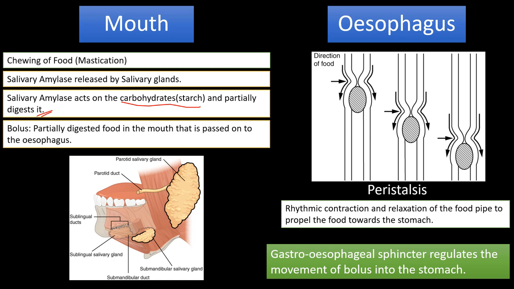Once you have this food particle, after chewing and after this chemical digestion begins, with the carbohydrates getting partially digested, that food particle, which is slightly alkaline in nature, is called the bolus.